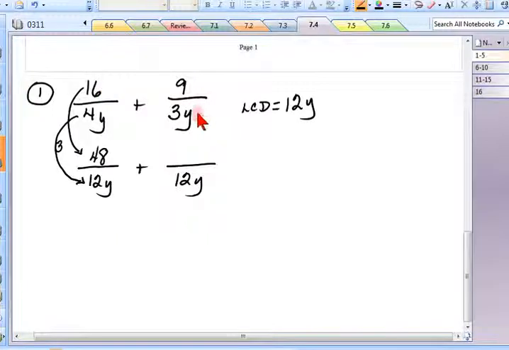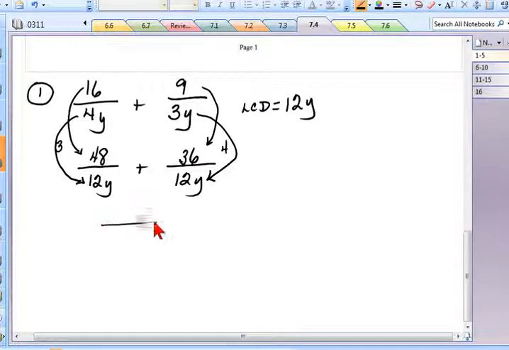Let's do it with the second fraction. Compare old to new. What was 3y multiplied by to turn it into 12y? 4. So if the bottom was multiplied by 4, then the top needs to be multiplied by 4. And 4 times 9 is 36. Is everybody okay? I have found the least common denominator and built the equivalent fractions. Those are skills that I learned back in 7.3.